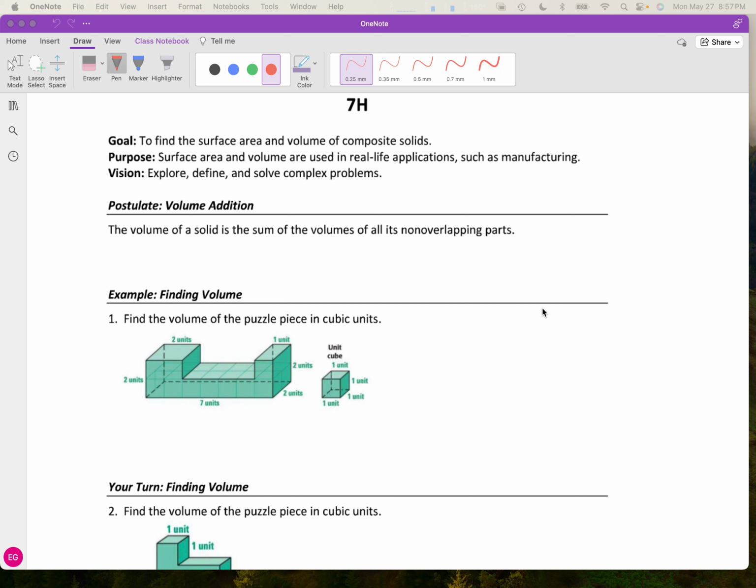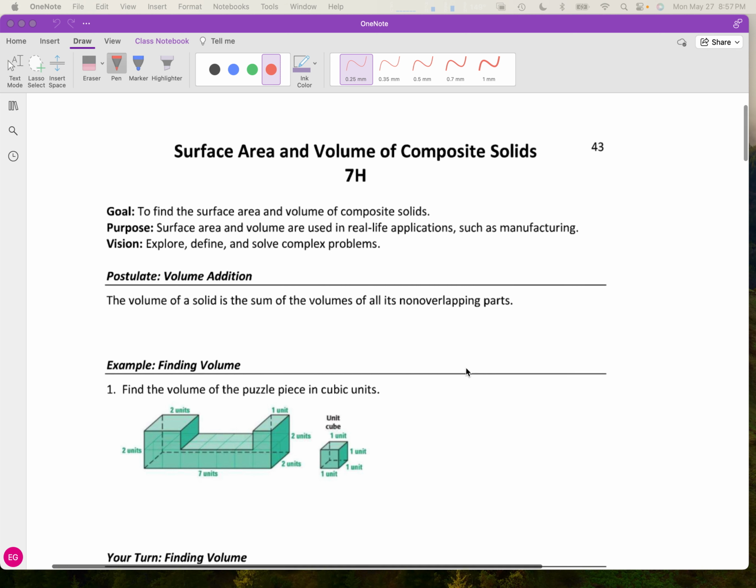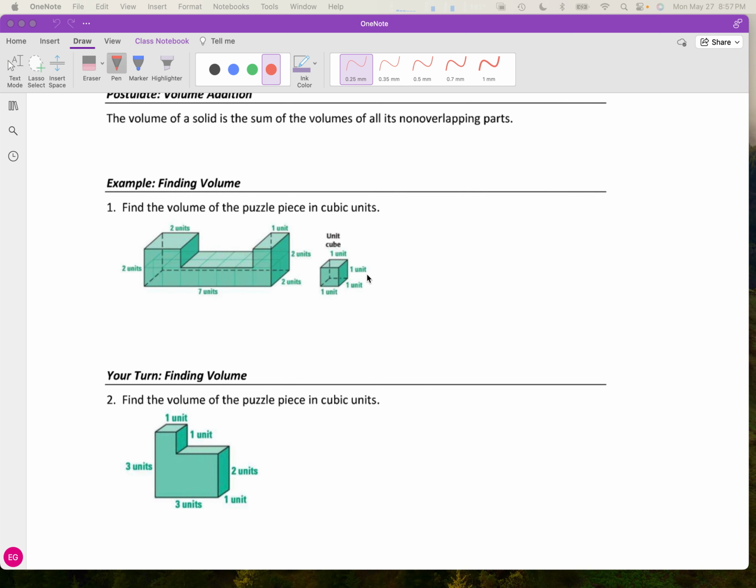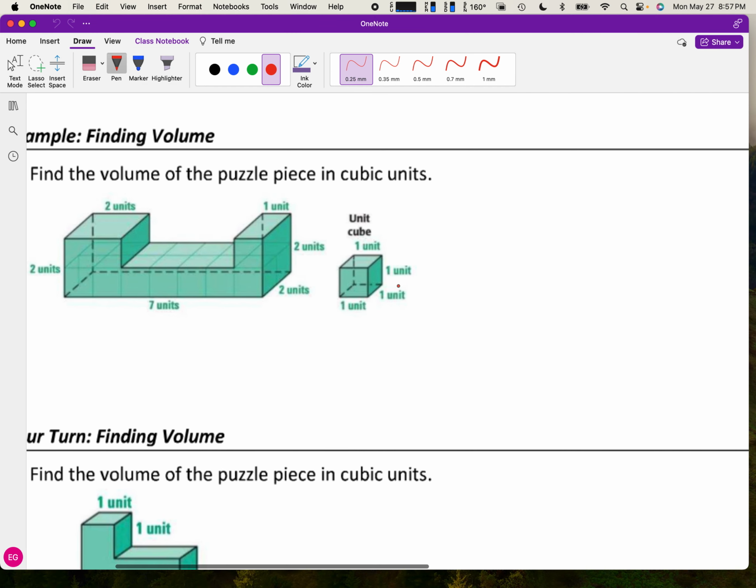So, postulate, volume addition. The volume of a solid is the sum of the volumes of all its non-overlapping parts. So let's jump right into this. This is a composite shape. It is going to be something that is made up of multiple shapes.